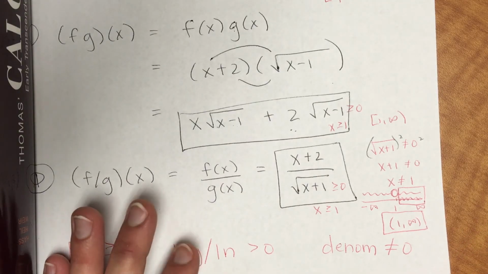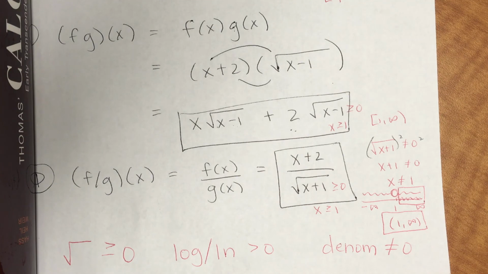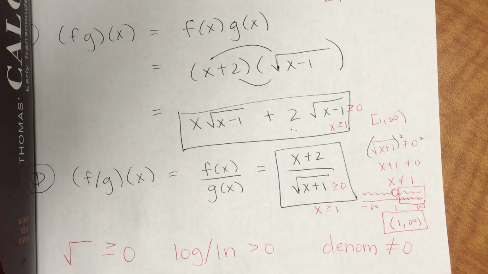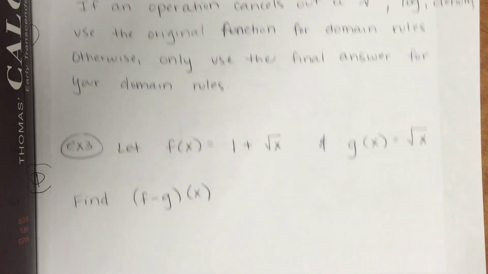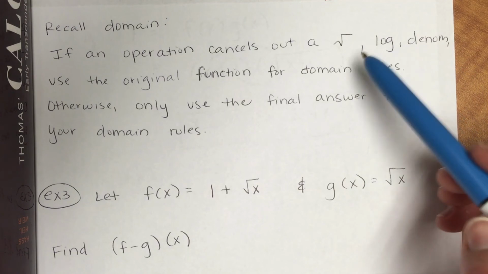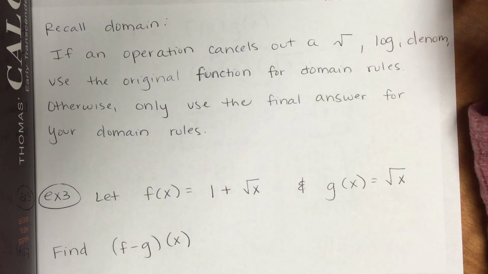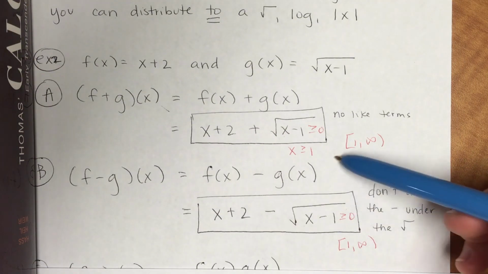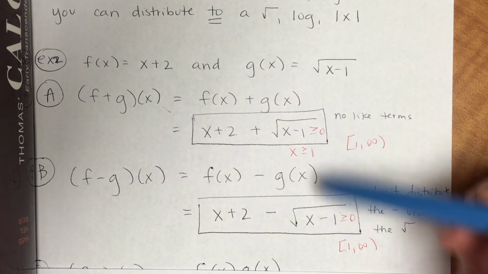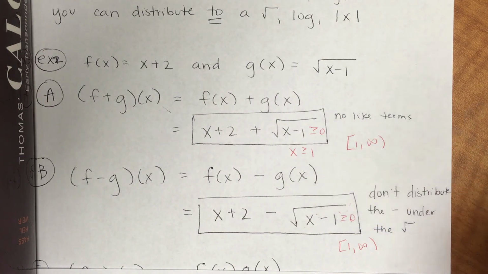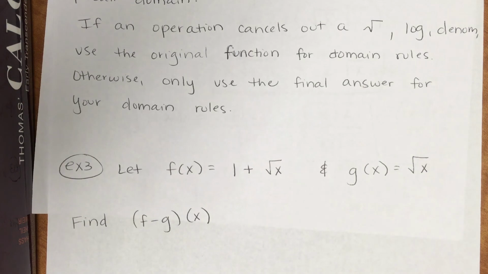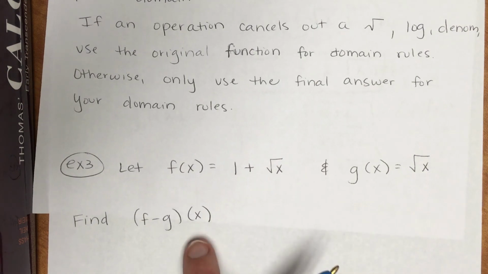So anyhow, those rules don't change. The only time this happens is every now and then you have a special problem where this square root gets canceled out, or whatever you originally had gets canceled out. So if an operation cancels out a square root, a log, or a denominator, then you have to go back and look at the original equations to figure out your domain. Otherwise, just look at what we did straightforward. Just look at your answers. Just look at these equations to find things. I started with a square root, and I still had a square root when I did my operations, so I didn't have to worry. But this shouldn't happen very often, but I wanted to show you one example.